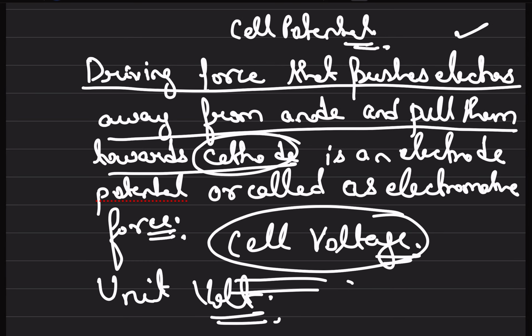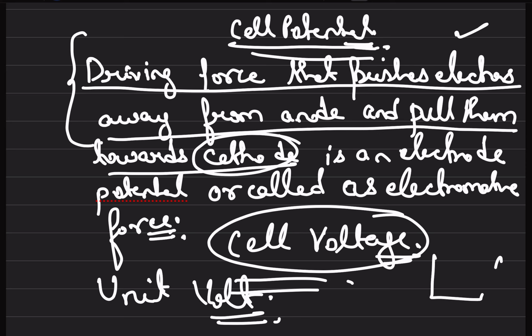What is the cell potential? The cell potential is the driving force that pushes the electrons away from the anode and pulls them towards the cathode in an electrode. It is called the electromotive force, or the cell potential. Suppose that this is the anode and this is the cathode. What is the cell potential? Cell potential is nothing else but V.